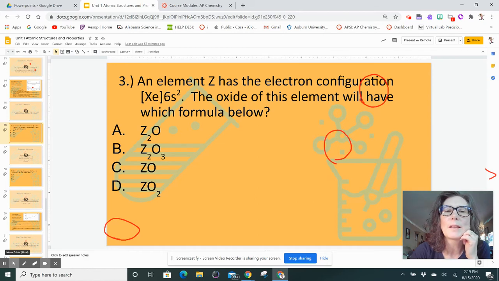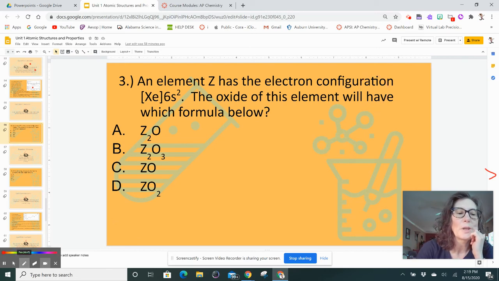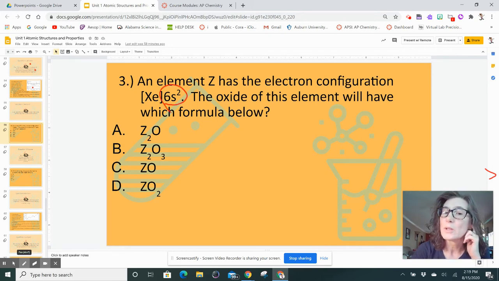All right, so an element Z has the electron configuration given there. The oxide of this element will have which formula below? So we have 2 valence electrons here. That means that it can react with oxygen, because oxygen is looking to gain 2 more electrons. So I believe C is going to be the correct answer.